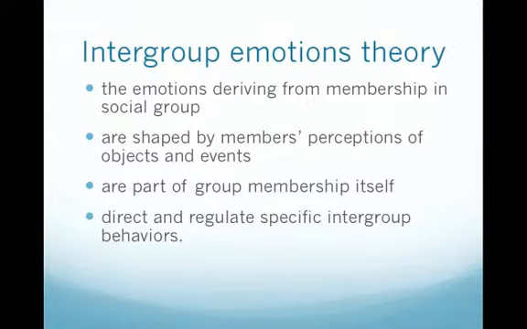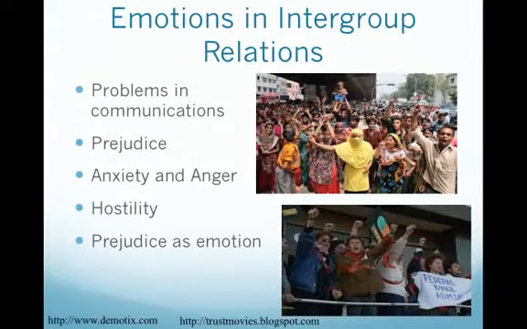They are shaped by the very different ways in which members of groups see group-relevant objects and events. For example, some holidays can be very important for some groups and completely irrelevant for others. Interaction with one group can produce different emotions among members of different groups. Thus, such emotions become an essential part of social identity meaning and direct and regulate specific intergroup behavior. These emotions can lead to problems in communication between groups, prejudice, anxiety and anger, and even hostility between groups.